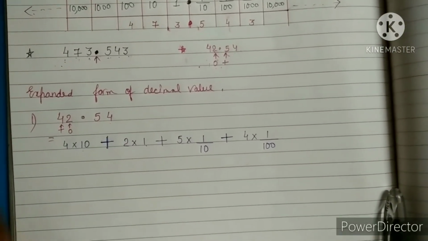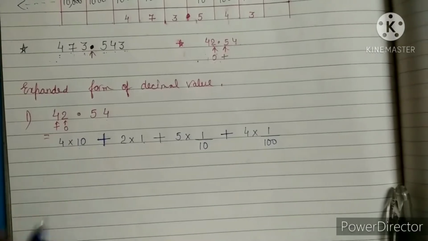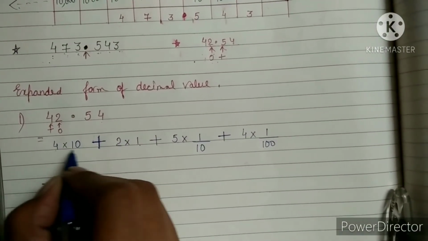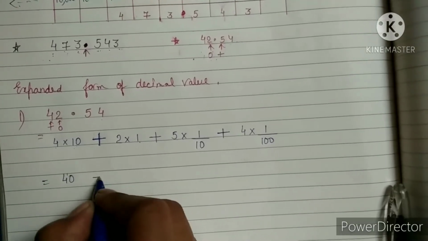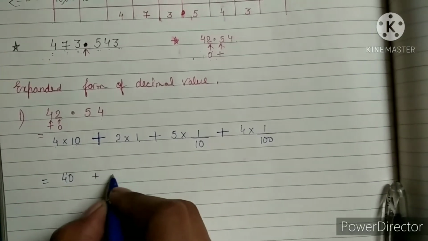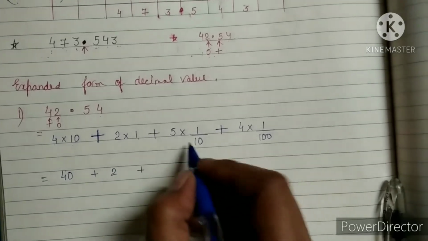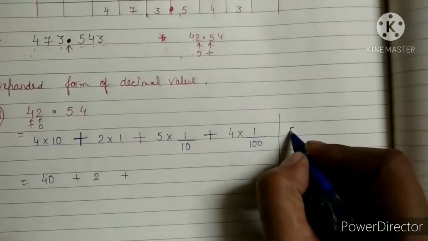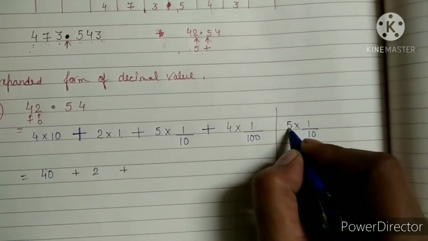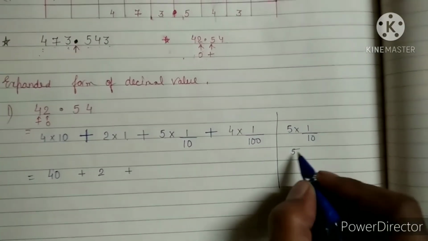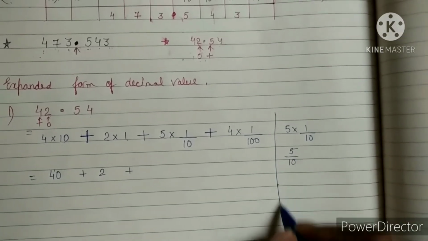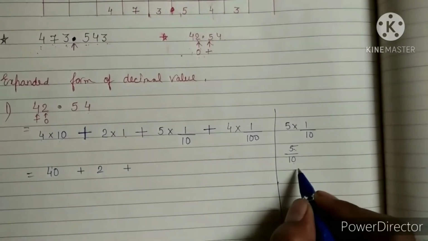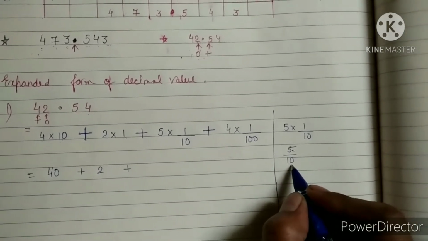It can also be written in the form 42. So 4 into 10 is 40 plus 2 into 1 is 2 plus, here as you can see, 5 into 1 by 10 means 5 over 10. What does this line mean? It means 5 is divided by 10.